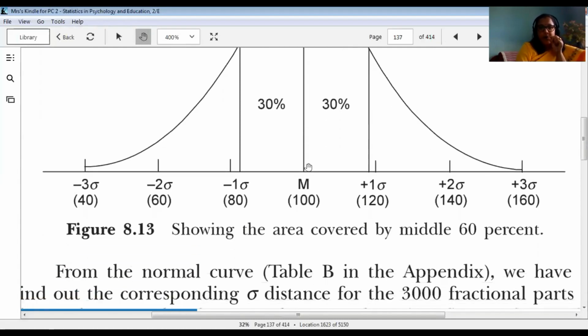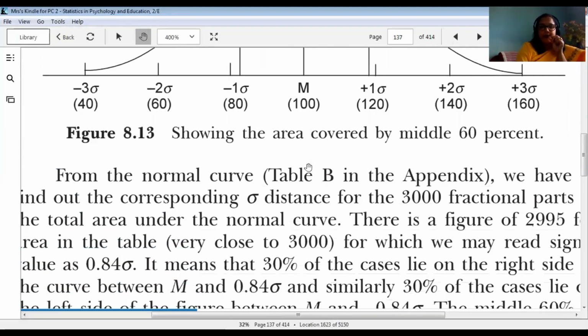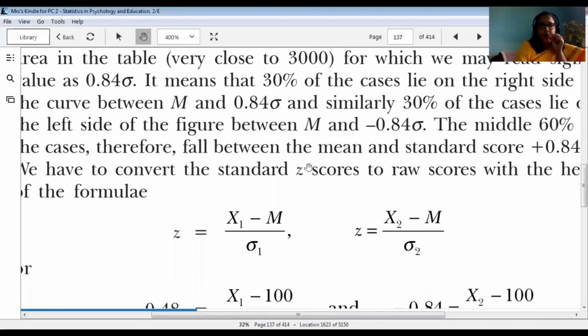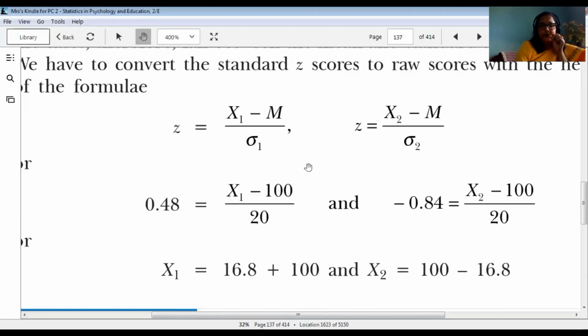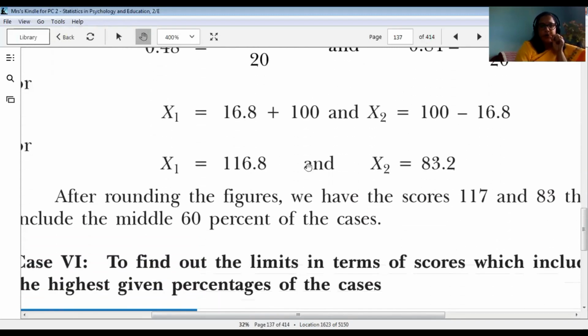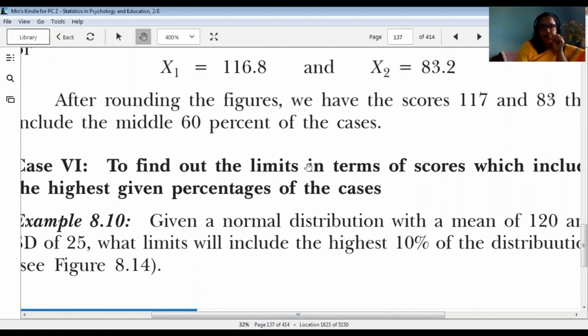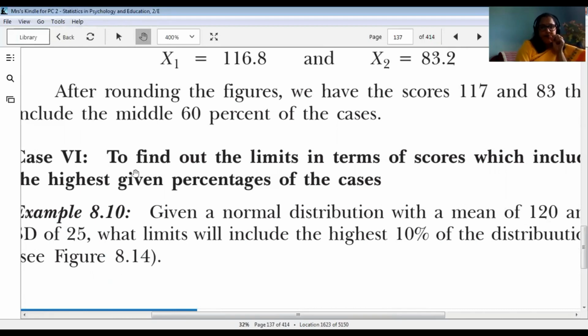Okay, so I am coming to discuss the next application of the normal curve, which I think is application number 6. So please follow me, and if you have any confusion, please text me. Okay, so please see, it is application number 6. According to this application, the normal probability curve is used to find the limits in terms of scores which include the highest given percentages of the cases.